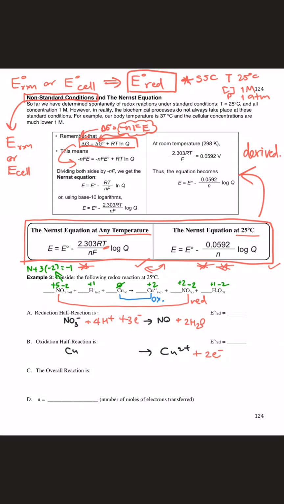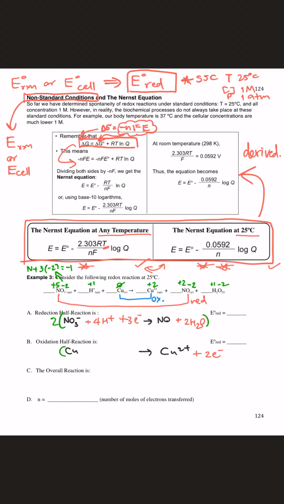Now, in order to combine them, once these two are balanced, the next step is to combine them to make the overall reaction. Make sure that the number of electrons are equal. But in this case, you can't combine them yet because the number of electrons are not equal. 3 and 2, the common denominator would be 6. Therefore, you will need to make the number of electrons equal to 6 by multiplying the reduction half reaction by 2.